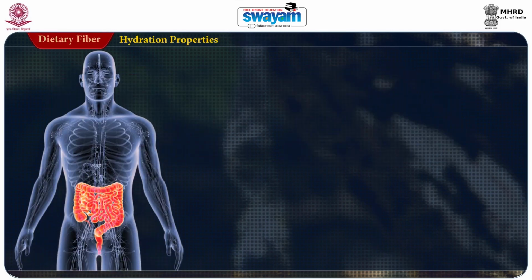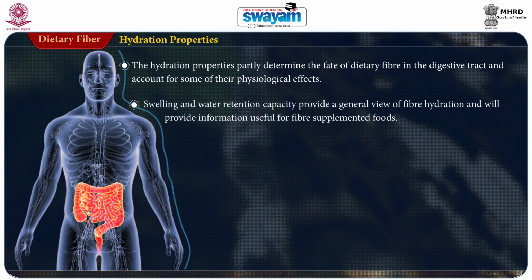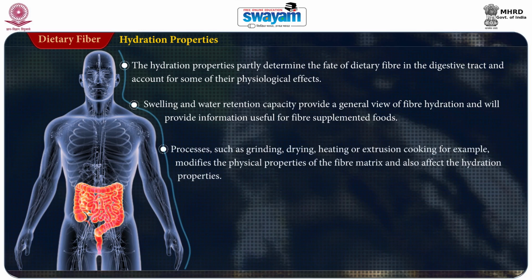The third property is hydration properties. The hydration properties partially determine the fate of dietary fiber in the digestive tract and account for some of their physiological effects. Swelling and water retention capacity provide a general view of fiber hydration and provide information useful for fiber supplemented food. Processes such as grinding, drying, heating, extrusion and cooking are examples which modify the physical property of the fiber matrix and also affect the hydration properties.